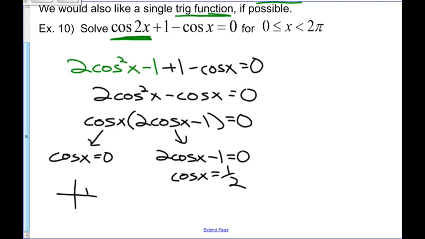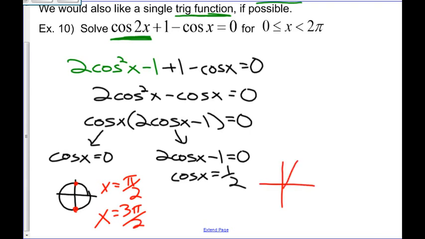So cos x is going to be 0 right here at pi over 2, and right here at 3 pi over 2. The other one, so let's write that down, pi over 2 and 3 pi over 2. Cos x is equal to a half. Well, let's just sketch that. We're going to have a positive cosine value in quadrants 1 and 4. And the reference angle, where cos is a half, would be pi over 3.